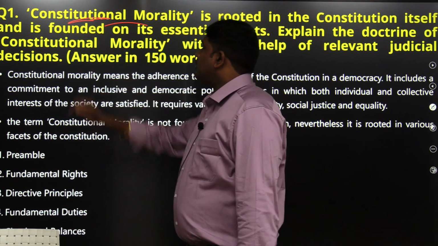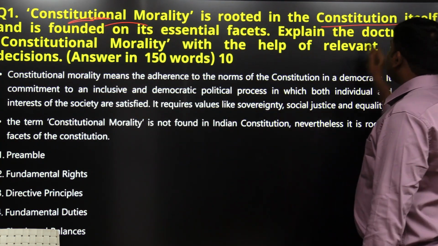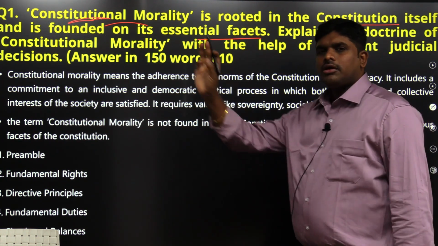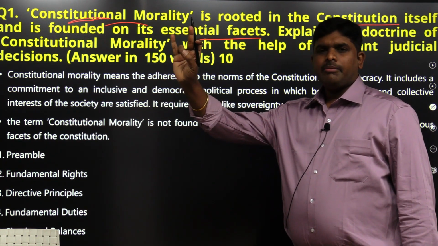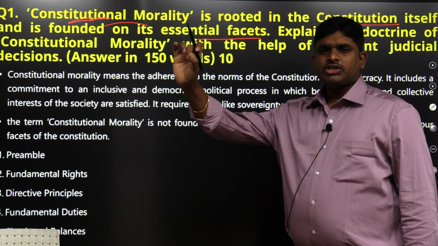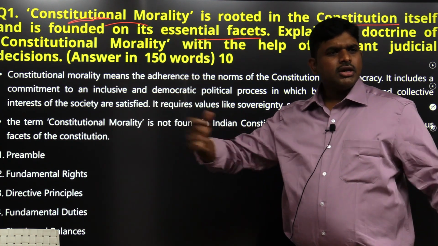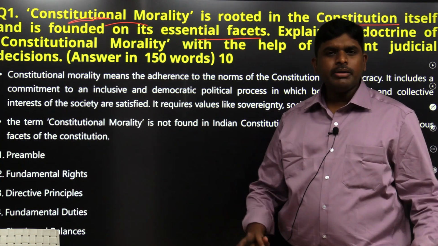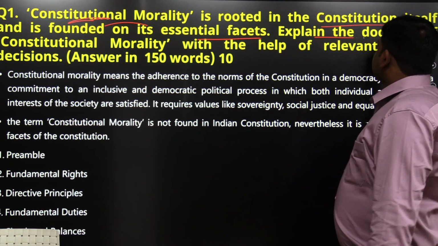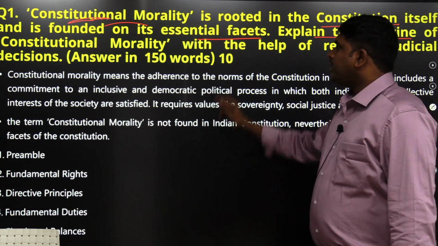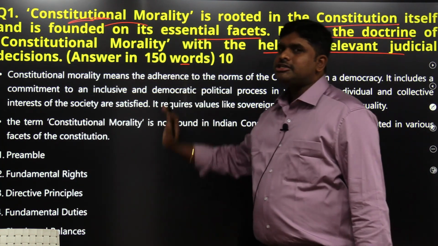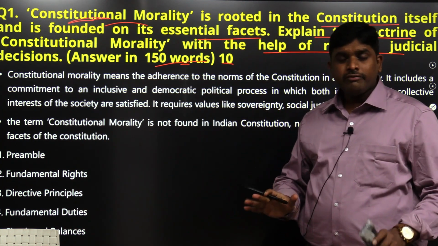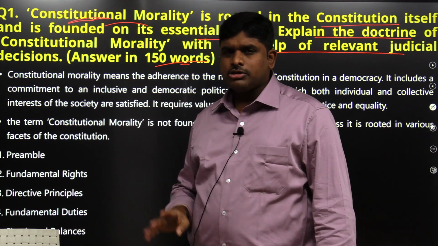Now you see the question. Constitutional morality is rooted in the constitution itself and is founded on its essential facets: preamble, fundamental rights, directive principles of state policy, fundamental duties. The constitutional morality is present in the constitution itself; you just have to implement it. Explain the doctrine of constitutional morality with the help of relevant judicial judgments. It is a 10 marker. You should not waste time; within 2 pages you have to write.